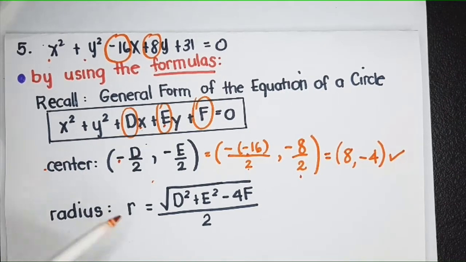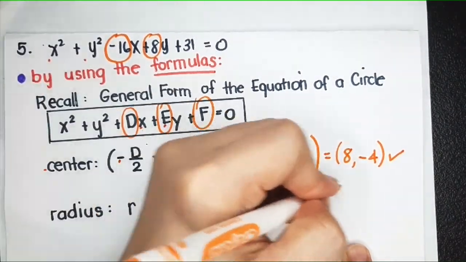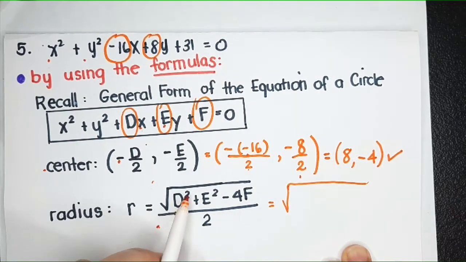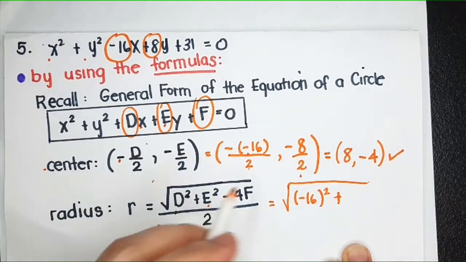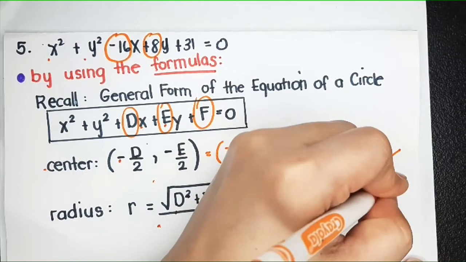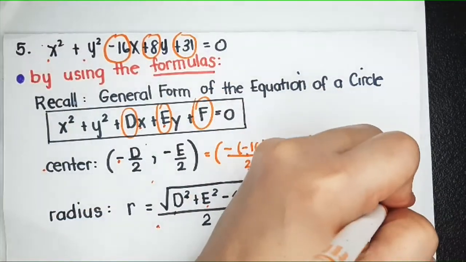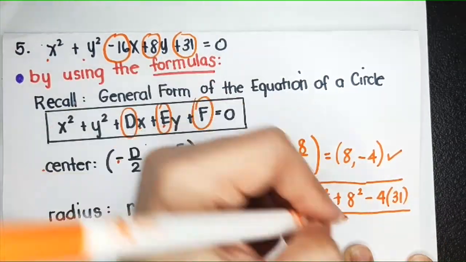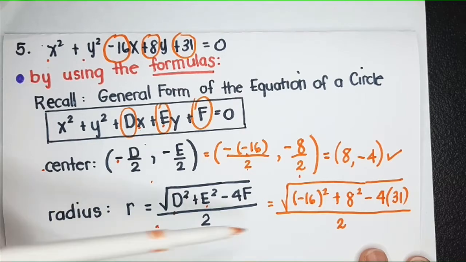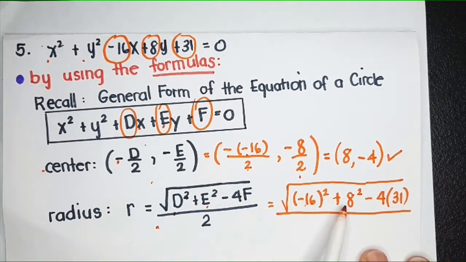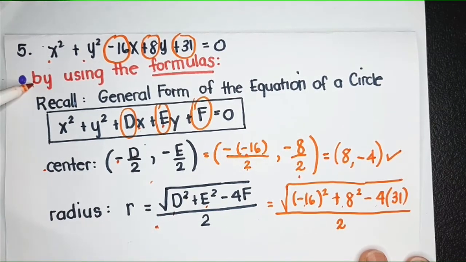For the radius, we are going to use this formula. Okay? Let's make substitution. Square root of d squared, so you'll have negative 16 squared plus e squared, 8 squared, minus 4 times, what is f? 31. Okay? Over 2. Okay? So, syempre, ang flaw or yung problem dito sa using the formula is magkakaroon kayo ng mga malalaking number. Yun nga lang, kung ayaw nyo mag-completing the square, this will save you.